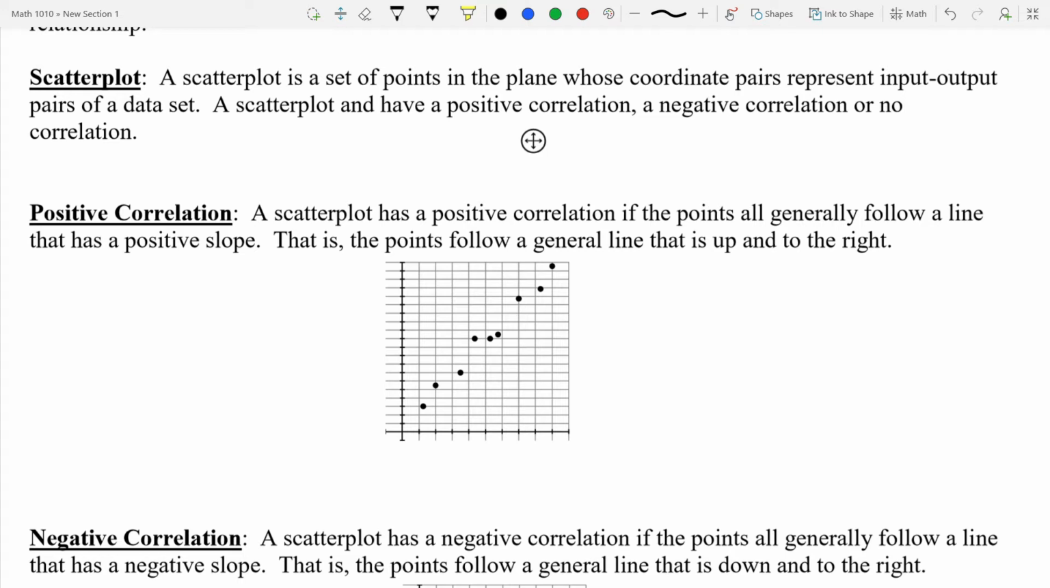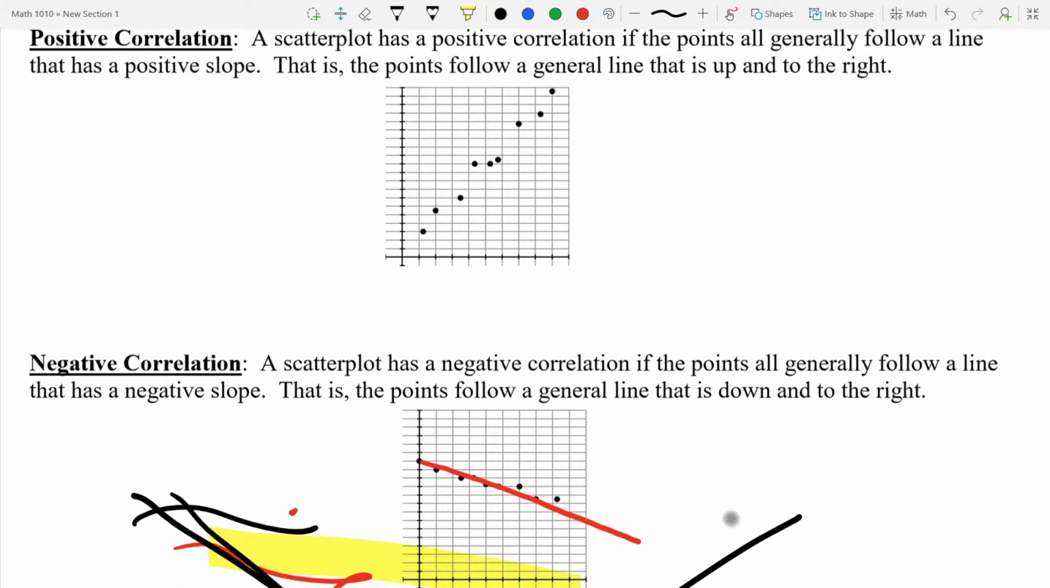So a scatter plot is what we just did. It's an XY axis, has a whole bunch of dots. There might be a pattern to the dots, there might not be a pattern to the dots. So positive correlation, everybody grab your pencil if you didn't do it before, and I want you to draw a line that you think is a good representation of the graph, something like that, okay?